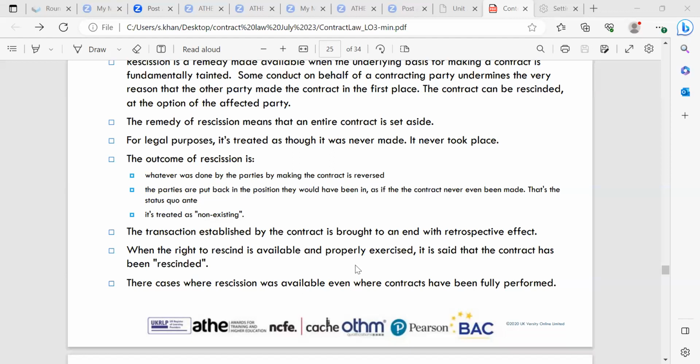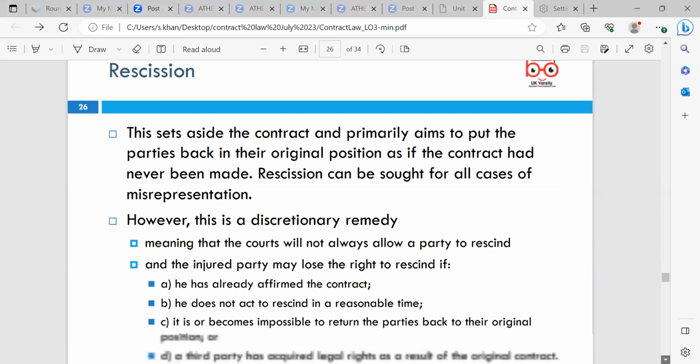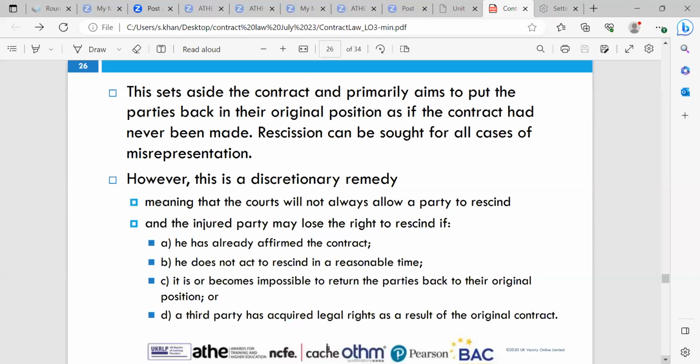So the transaction established by the contract is brought to an end with retrospective effect. When the right to rescind is available and properly exercised, it is said that the contract has been rescinded. There are cases where rescission was available even when contracts had fully been performed. So rescission sets aside the contract and primarily aims to put the parties back in their original position as if the contract had never been made.